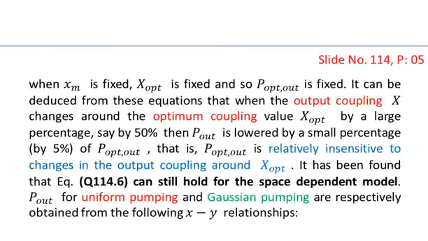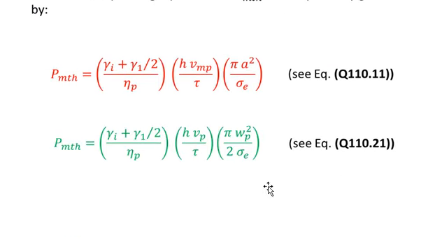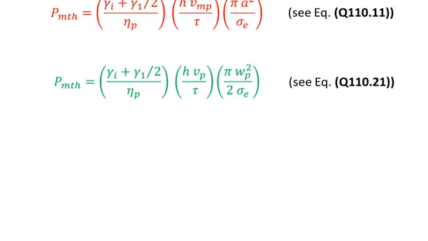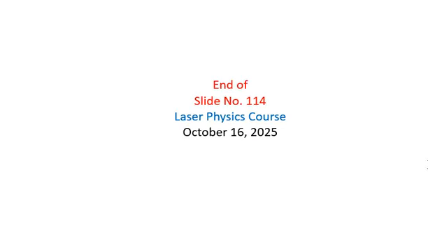That is the minimum threshold power has been used in the derivation of this expression. And I have also given these two expressions over here. Red one is for the case of uniform pumping for the space dependent case for a 4-level laser system, and the P minimum threshold shown in green is for a Gaussian pumping for the space dependent case for a 4-level laser system. So this completes my answer. So this is the end of slide number 114.